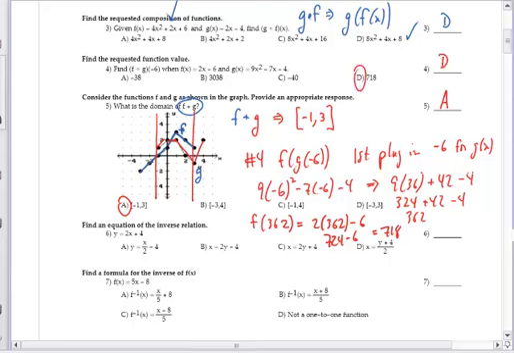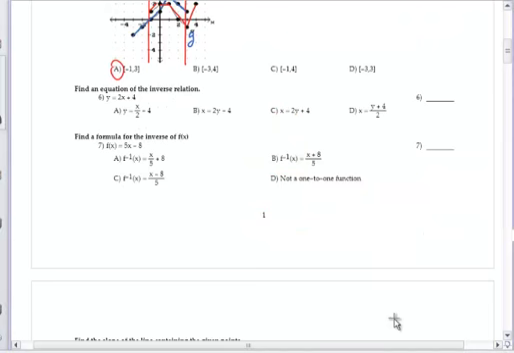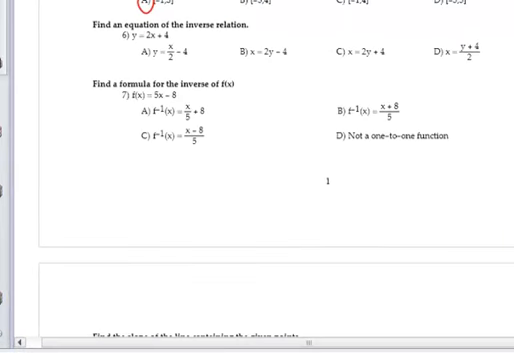Now I'm going to just pause the video while... okay, now number 8 says to find the inverse of the relation, or find the equation of the inverse relation. Well, that's just simply switching x and y. So here's a nice easy one, where you just switch your x with your y, and that would be the inverse of the relation, so that would be choice C.